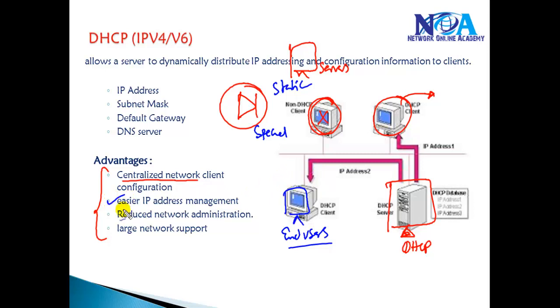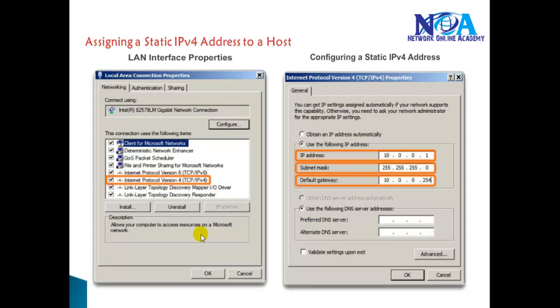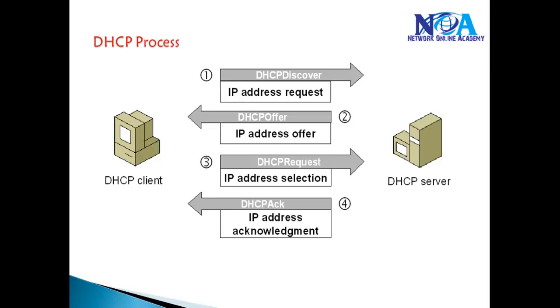It makes IP address management easy and reduces network administration, as the administrator does not need to go to each and every device to assign the IP address, and it supports very large networks. In this section we'll get into a basic introduction of how the DHCP process happens. The complete DHCP process happens in 4 steps, and we call that the DORA process: the first is discover, then offer, R is request, and then acknowledgement.